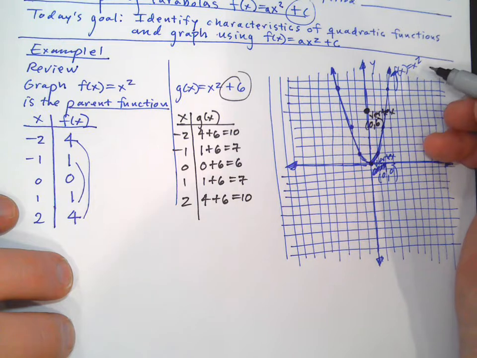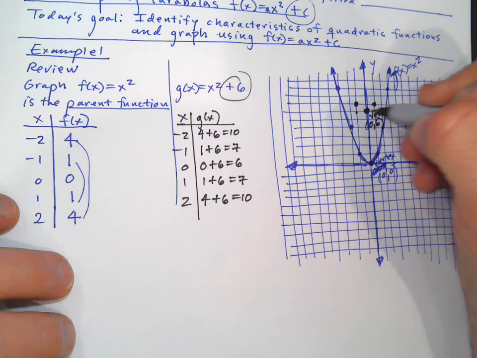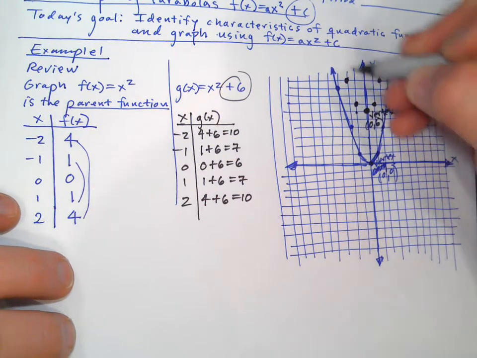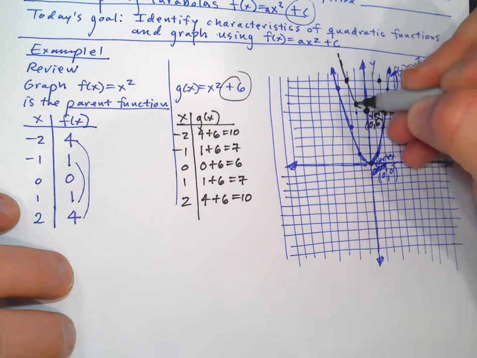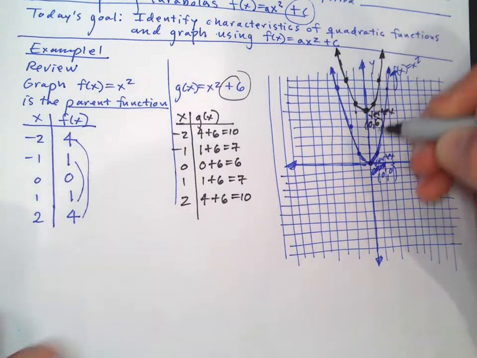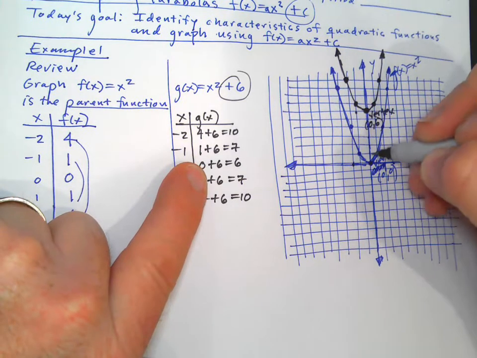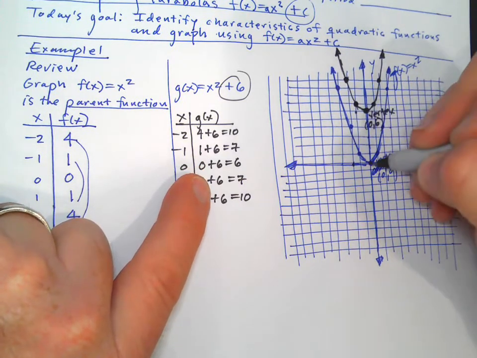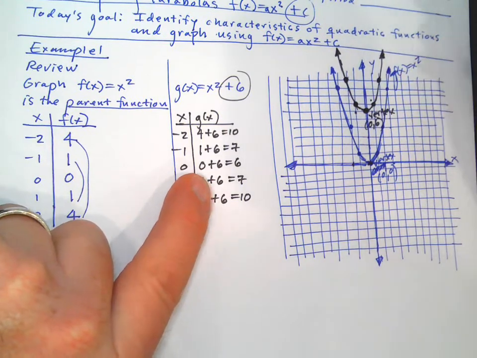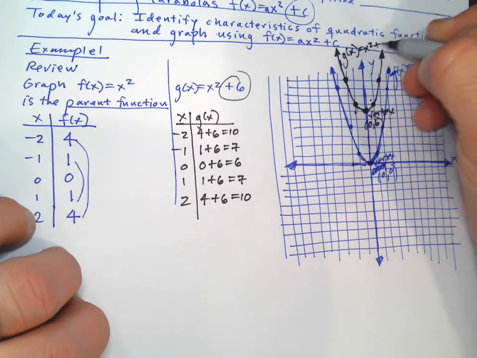And then it has the same shape. You go over 1, up 1 squared on both sides. Over 2, up 2 squared on both sides. And now if we look at our function table, that should give us the same dots. So negative 2, 10 is all the way up here, right? Negative 1, 7 is right here. 0, 6 is here. 1, 7 is here. 2, 10 is here. So you get that. This is g of x equals x squared plus 6.